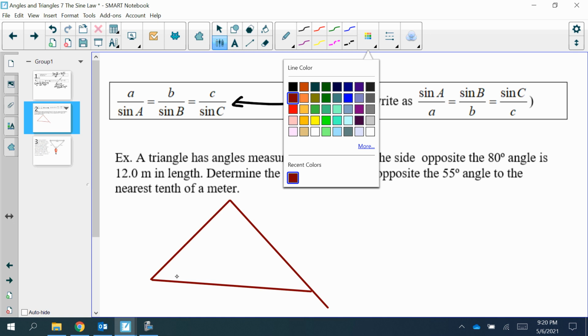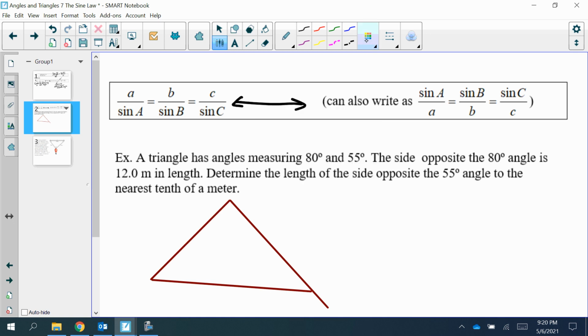This definitely is not 55, but you know what? We'll get by. This is enough for us. So, like we said, this is 80, and this was about 55 degrees. And the side opposite the 80-degree angle is 12 meters in length. So again, opposite right here.